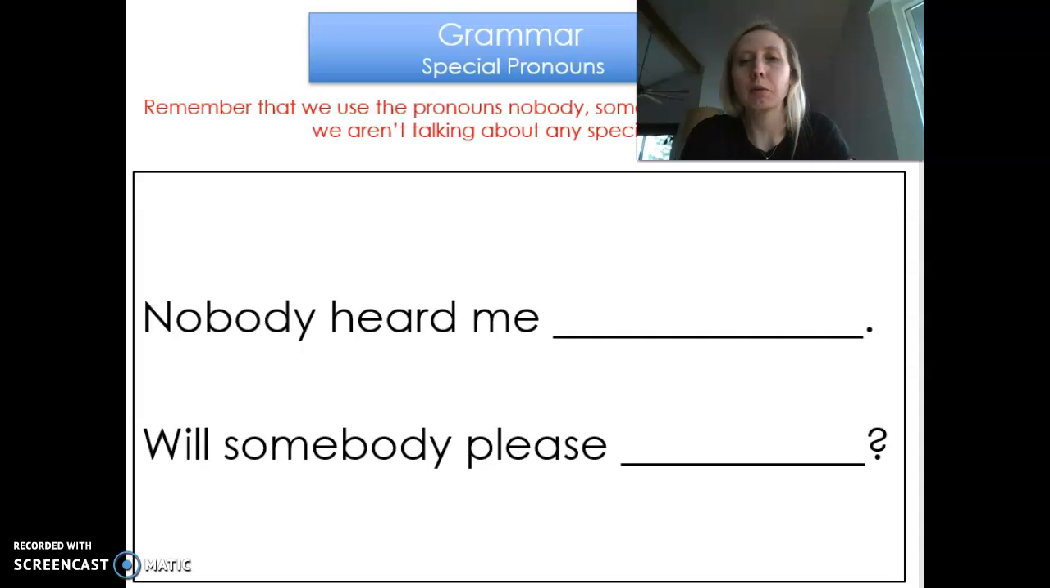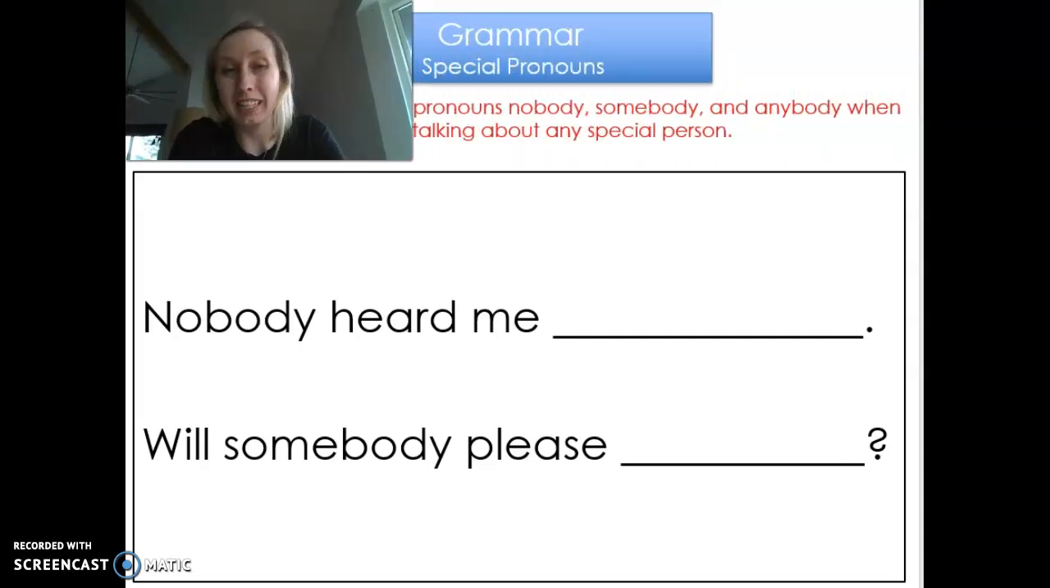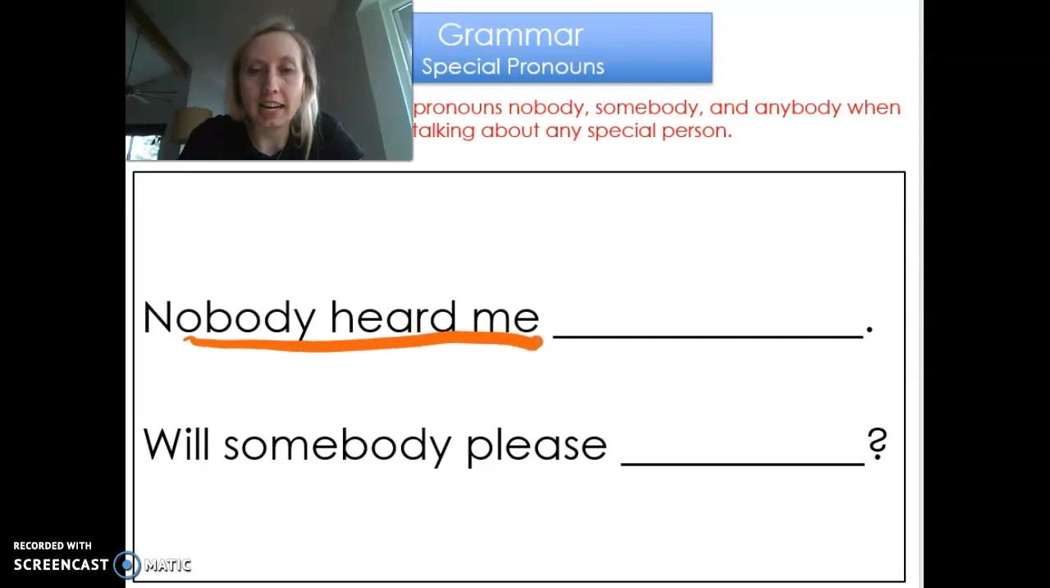Okay, so remember that when we use the pronouns nobody, somebody, and anybody, we use those when we aren't talking about any special person. So if I'm talking about Jane, I would say, this is Jane. Jane can run, or she can run. But if I'm using an indefinite pronoun, I might say somebody can run. So we don't really know it's Jane. So we're going to use these sentence stems. So let's read it. Nobody heard me blank.